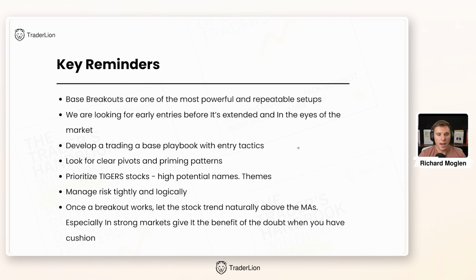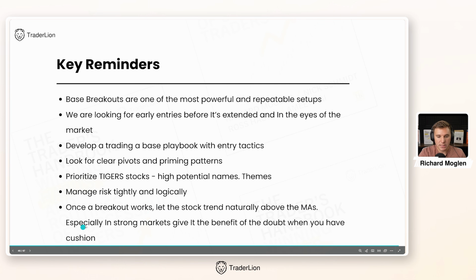Key reminders. Base breakouts are one of the most powerful and repeatable setups. We are looking for early entries before it's extended in the eyes of the market. We want to develop a trading-a-base playbook with entry tactics. We talked about how to do that today. Look for clear pivots and priming patterns like we discussed. Prioritize tiger stocks, high potential names in strong themes. Manage risk tightly and logically. And once a breakout works, let the stock trend naturally above the MAs, especially in strong markets.